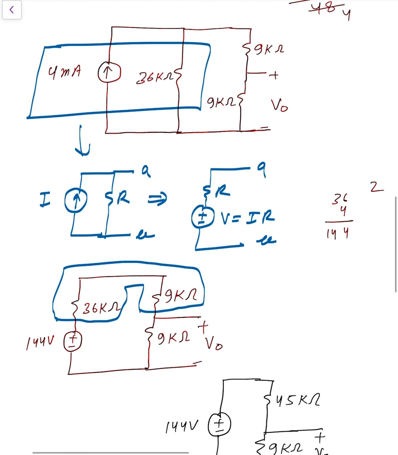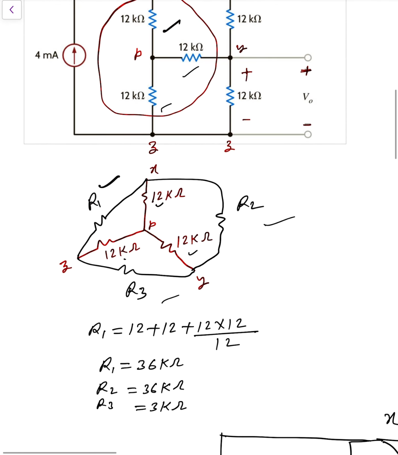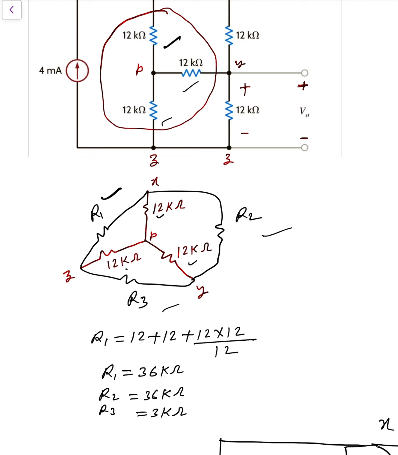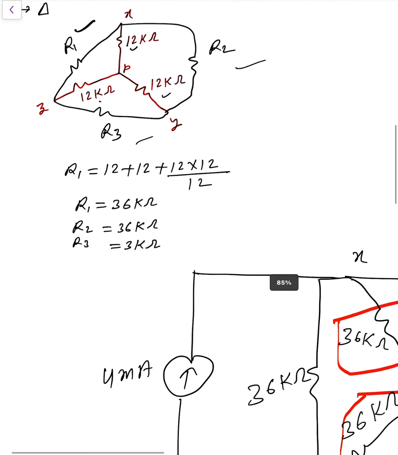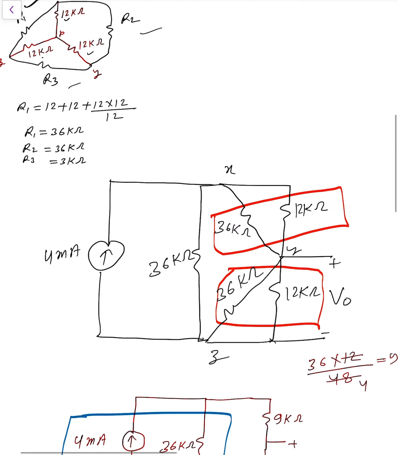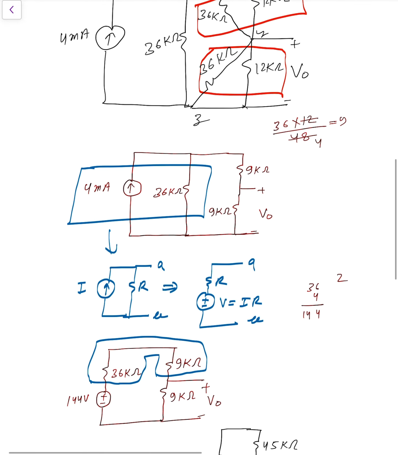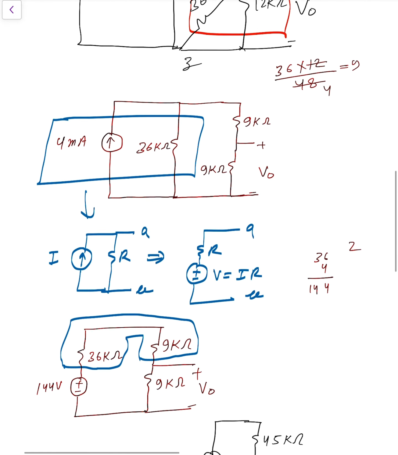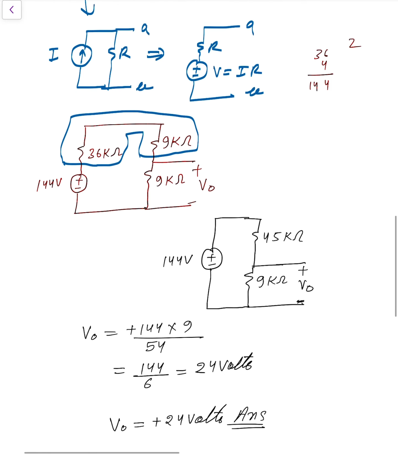See very carefully. First of all, we applied star-delta conversion, converting star to delta. With the help of star-delta conversion, we got R1, R2, R3, and after that put this value, these two are parallel. Then we got it like that. After that, apply source transformation. With the help of source transformation, after that we applied the voltage division rule. Then we got V naught. V naught is 24 volt.